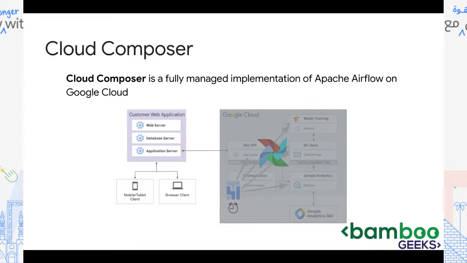That's why Google introduced the Cloud Composer service, which is a fully managed implementation of Apache Airflow on GCP, or Google Cloud Platform. It contains its own web server, its own database server, and its own application server or scheduler, which is offered by Google and managed by Google.